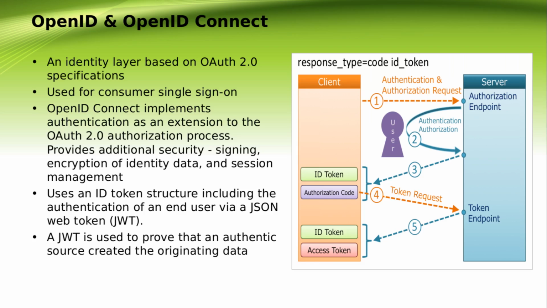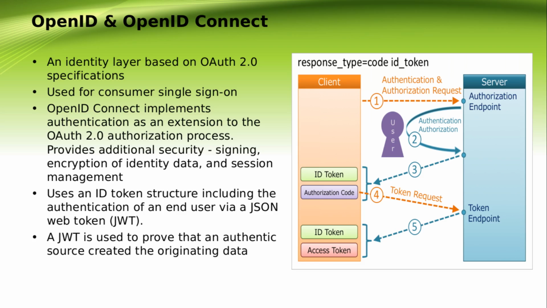So this is the best example, the picture. The OpenID Connect uses an ID token structure that contains an authorization server's claims about the authentication of end users through JSON Web Tokens. A JWT is used to prove that the sent data was created by an authenticated source. The flow determines how the ID token and access token are returned to the client.